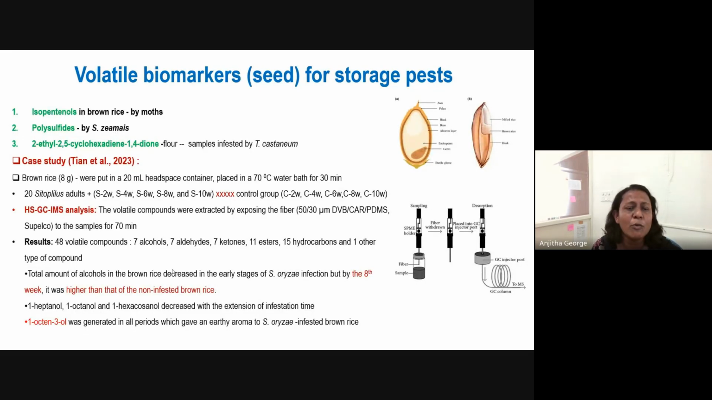Next one is volatile biomarker. Just one second.